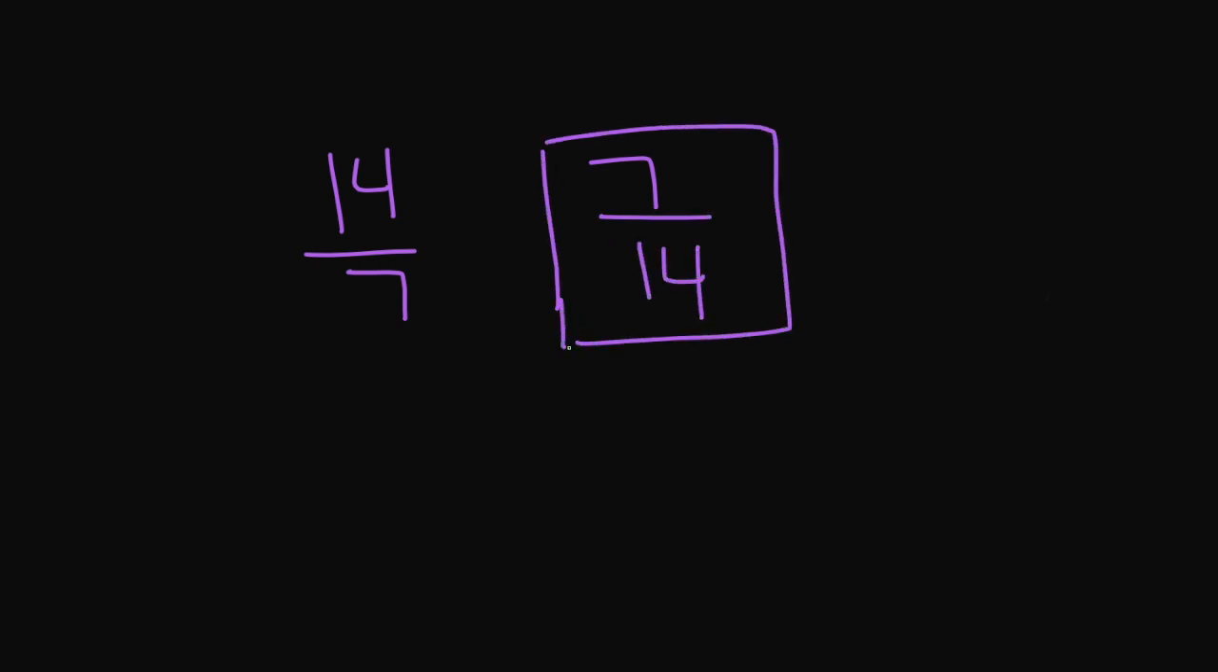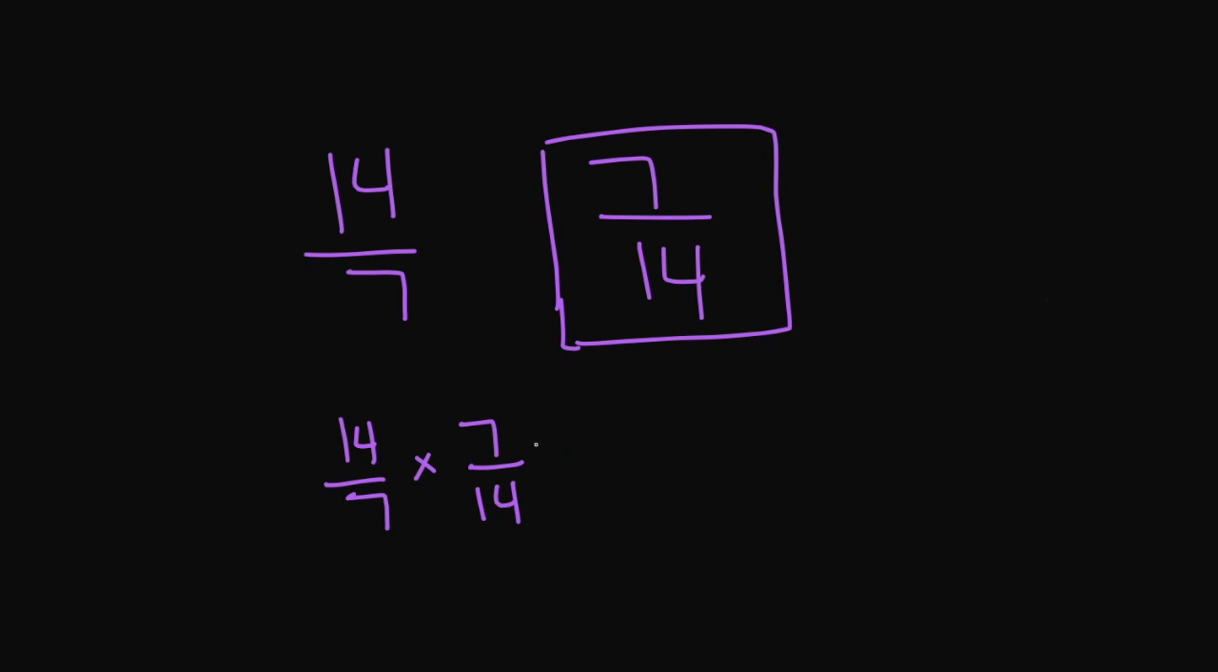What about 14 over 7? The reciprocal of 14 over 7 is going to be 7 over 14, right? We're flipping our numerator and denominator. And to check, let's make sure 14 over 7 times 7 over 14.